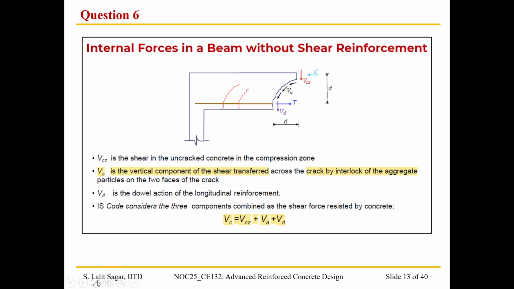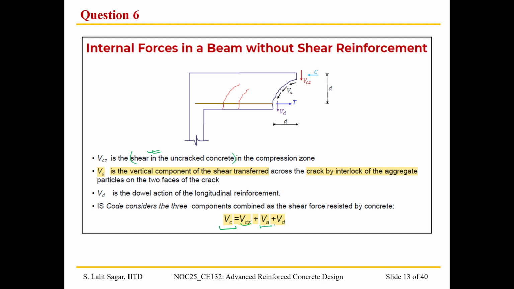As we can see here in this equation, the resistance from the concrete is considered to be a sum of various factors. Here is the shear resistance coming from the concrete. VCZ is the shear resistance by the uncracked concrete. And then VA is the shear resistance caused by the interlocking of the aggregate particles.